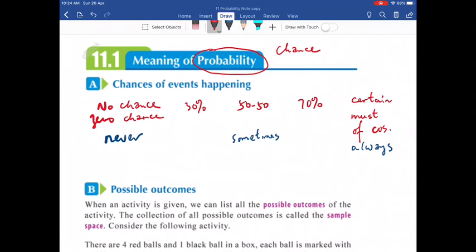We define no chance, zero chance, as 0. And then of course certain, always, is 1. Then in the middle is 0.5, or you may call it 1/2. Then 0.7 and 0.3, or you call it 3/10. That is, whenever you do it 10 times, 3 times it will happen. So we have an idea of the chance of events happening. It is a number which lies between 0 and 1.